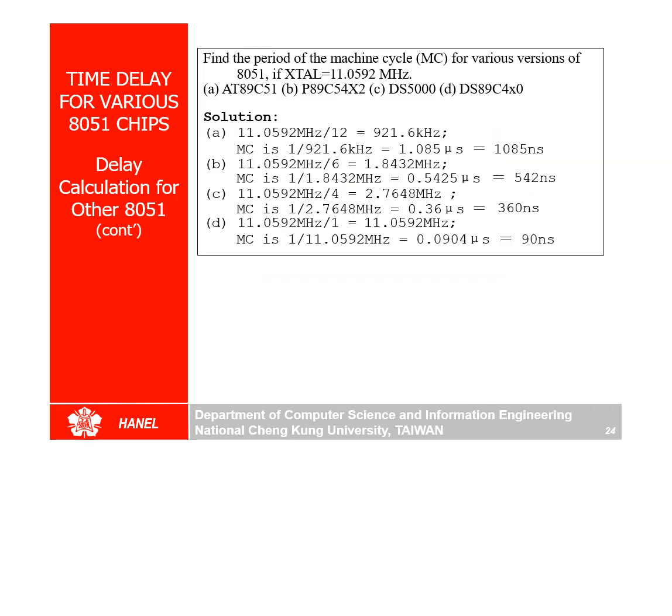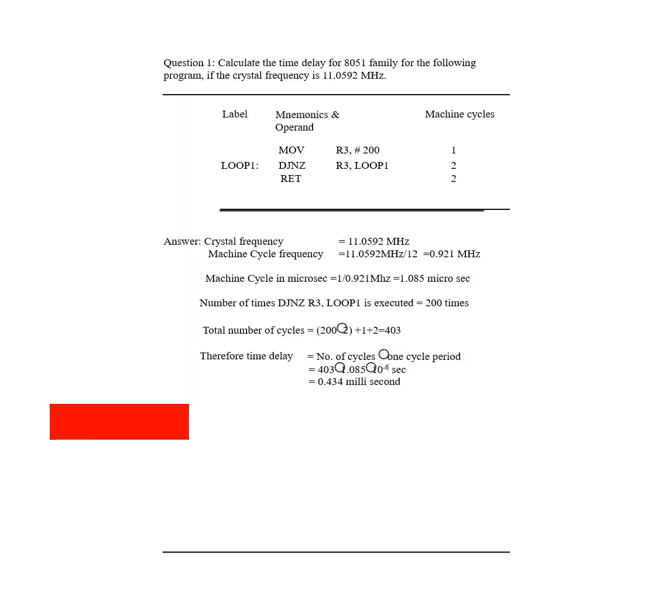Now, 11.0592 megahertz. If it is the normal 89C51, what do you do to find the machine cycle frequency? Divide by 12. If it is Philips, from the previous table you can find that you divide by 6. But you need not worry about this. The standard thing is 89C51, so you can concentrate on that. So that is about the machine cycle frequency.